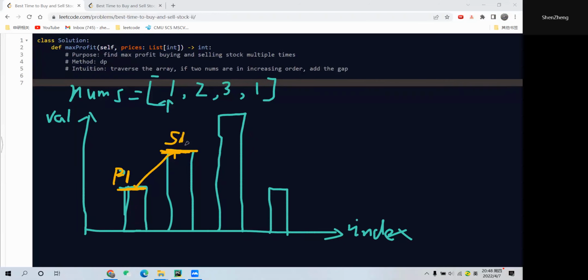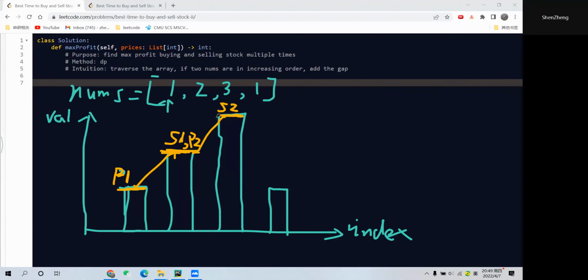Okay, now we have sold the stock at hand. We can do another purchase, right? So with a P2 indicating another purchase. Okay, now I buy another stock. The next thing to consider is if we can get a profit at the next index, right? And see for the next index, the value is 3, which is higher than this 2. So we can make another sale at this index. So from this P2 to this S2, we get another profit, right?